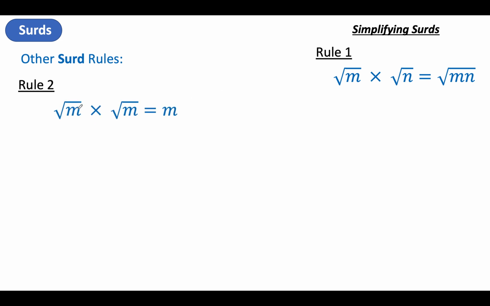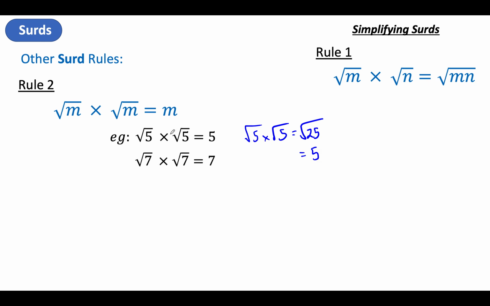Now, rule 2 we're going to look at is this one. If you've got a surd times itself, I'll give you a couple of examples. Say root 5 times root 5, you just get 5. I can prove this, because root 5 times root 5 is the same as, remember we said using rule 1, we can put it into a single square root. Well, 5 times 5 is 25, and of course the square root of 25 is 5. All right, so that's the basic rule there.